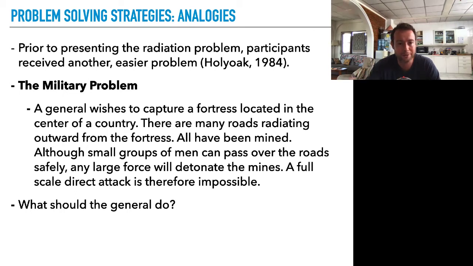And in this case, it's described as a general wishes to capture a fortress located in the centre of a country. You've got many roads that radiate outwards from the fortress. All have been mined, and because they've had mines placed on the road, it means that a small group of men can pass over the roads safely, whereas a large force is going to detonate these mines. So a full-scale attack down one road is impossible. So you want to attack this fortress, you can only send small groups of men down each road. There's many roads that lead into this fortress. What are you going to do?